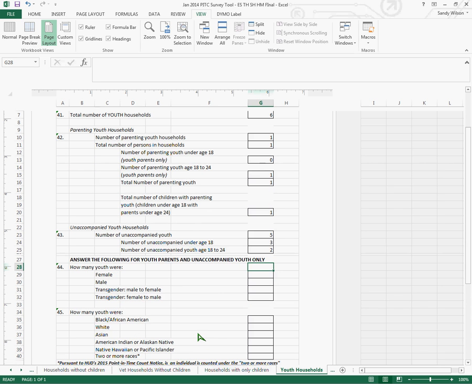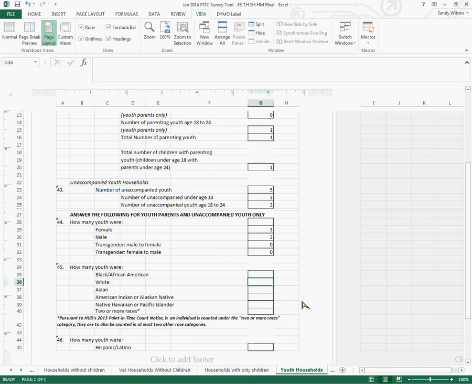So for questions 44 and 45, please note that we're only answering it for the parenting youth and the unaccompanied youth. We are not going to be including the child in these 2 questions. So we have a total of 6 because we have 1 parenting adult and we have 5 unaccompanied youth. So we're going to look at those 6 individuals and determine what is the gender breakout. And in this example, we had 3 female, we had 3 male, and we did not have any transgender.